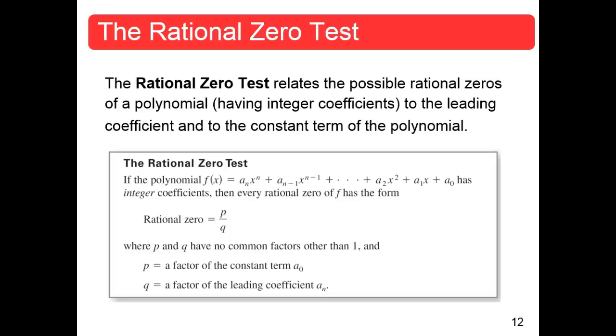Then every rational zero of f, if there are any rational zeros, they're going to be of the form p over q. Where is p or q coming from? Well, p and q have no common factors other than 1, and p is a factor of the constant term, and q is a factor of that leading coefficient. So what I do is write the constant term and the leading coefficient, and then factor each of them as much as possible. If there are any common factors, eliminate those. But those factors that are left.